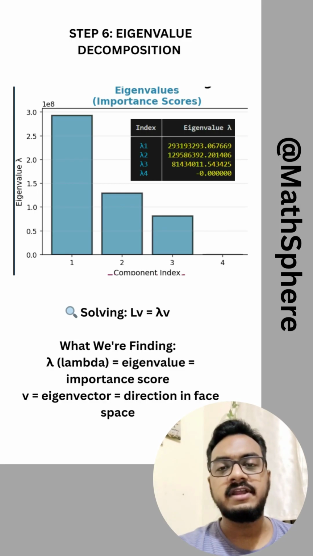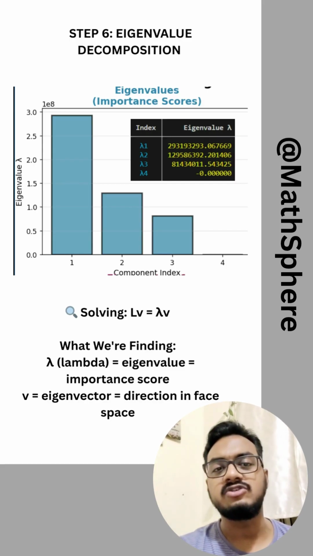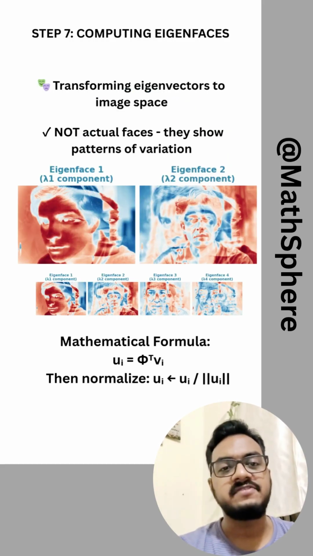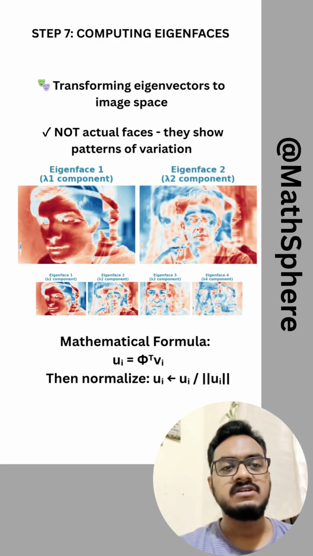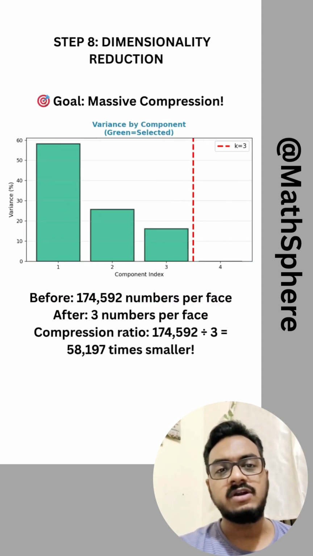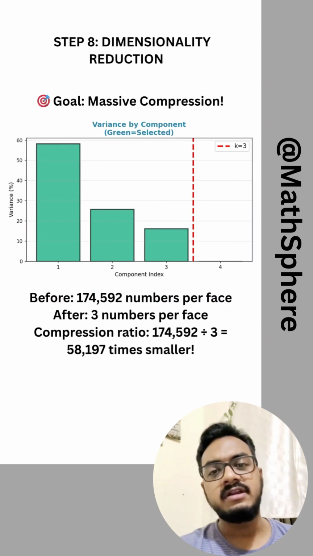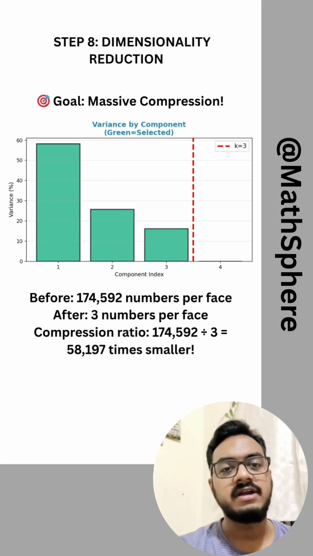Now we will create the eigenfaces. Again, you can see the ghostly patterns, which are actually the building blocks. Any face can be written as a combination of these eigenfaces. In the next step, which is dimensionality reduction, here we have 3 eigenfaces. We will throw away the rest, 174,592. That means initially we were in 175,000 dimensions and we have reduced it to 3 dimensions. That is the dimensionality reduction.